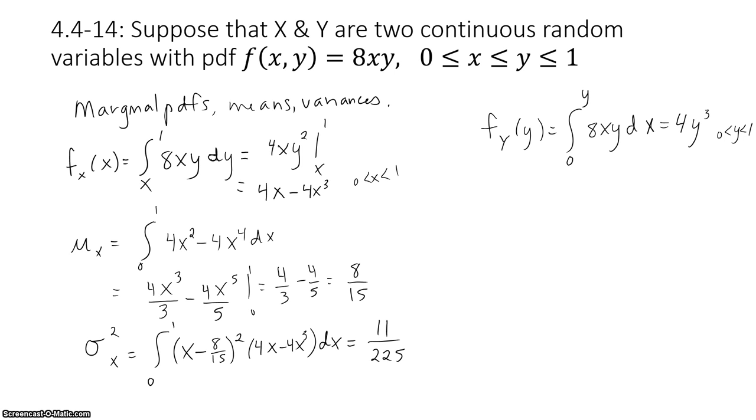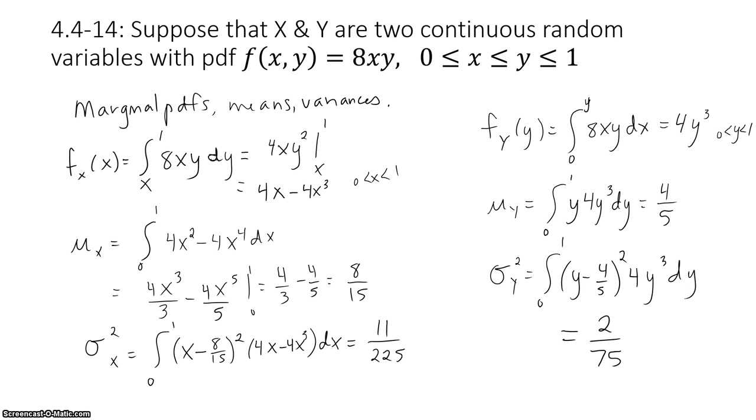My marginal distribution of y, f sub y, is found by integrating over all the possible values of x, which go from 0 to y, 8xy, that's my PDF, dx. And I get a marginal distribution of y of 4y cubed for y between 0 and 1. I can integrate over all the possible values of y times that f sub y to find the mean of y, and that gives me 4/5. And I can find the variance of y, which is 2/75. So that's a good start.